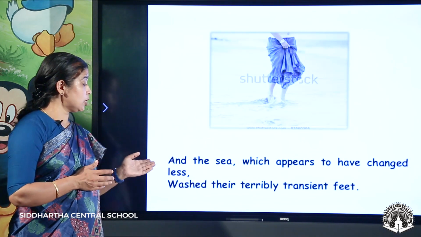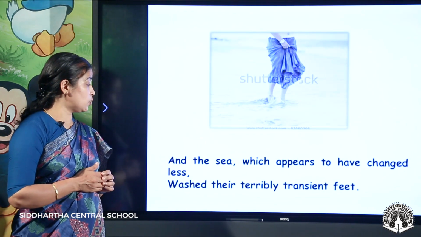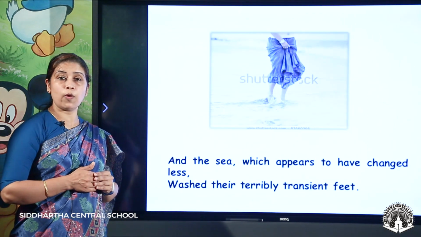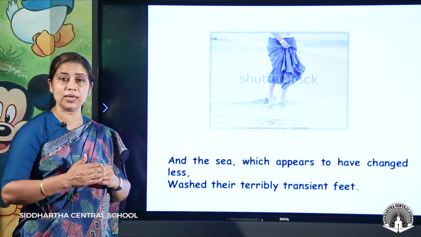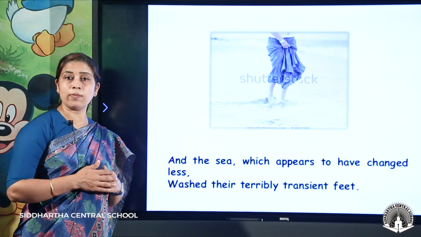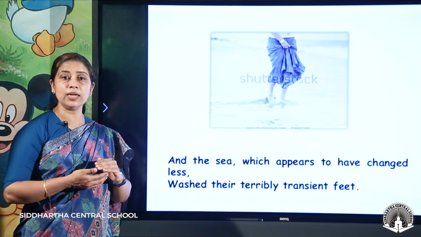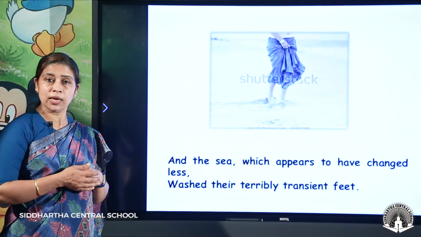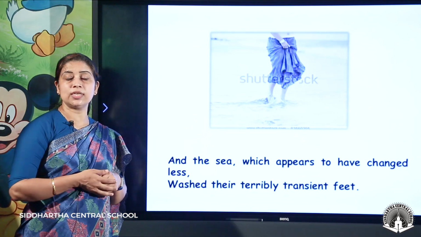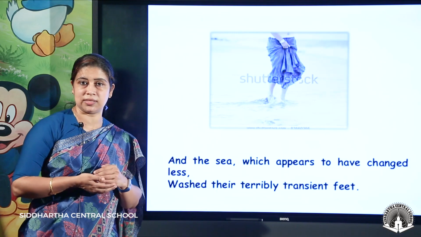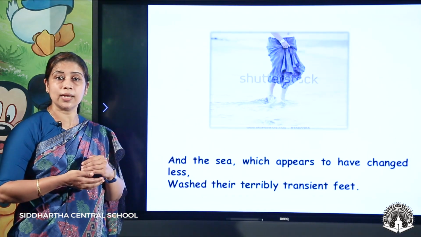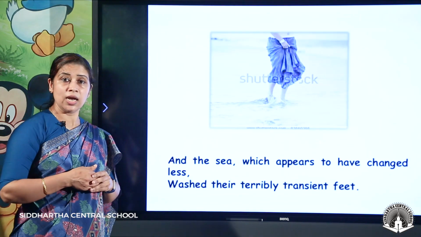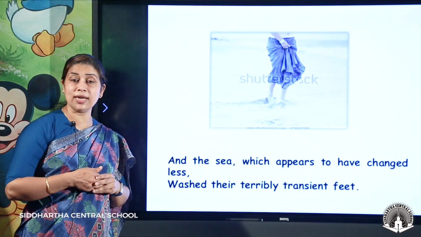But the sea washed their terribly transient feet. Here transient refers to momentary or temporary existence. Humans are mortals, so we have a temporary existence in this universe. That is a universal truth, that all humans, all mortals, have only a temporary existence. Nothing in this world is permanent here. But the sea appears to have changed less.